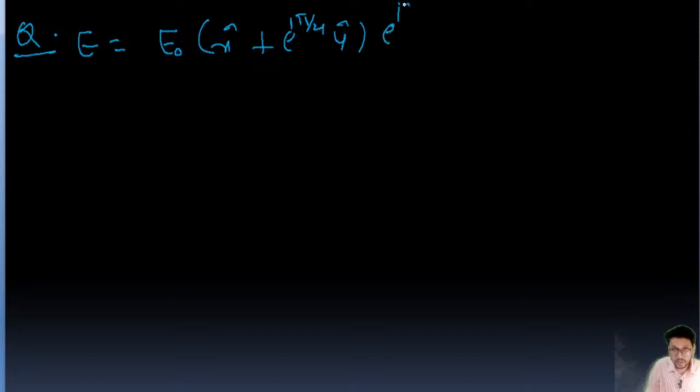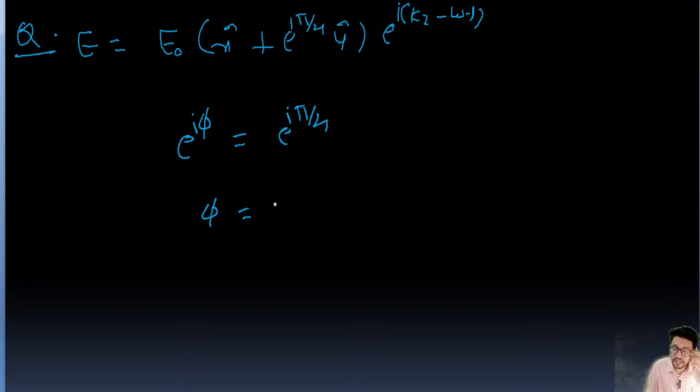Next question, guys. Next question is E equals E naught (x cap plus e to the power i pi by 4 y cap) e to the power i(kz minus omega t). I'm just telling you how to apply those tricks which I have mentioned. Here again E naught 1 equals E naught 2, and if we compare, e to the power i phi is going to be e to the power i pi by 4, and then the value of phi is going to be pi by 4.